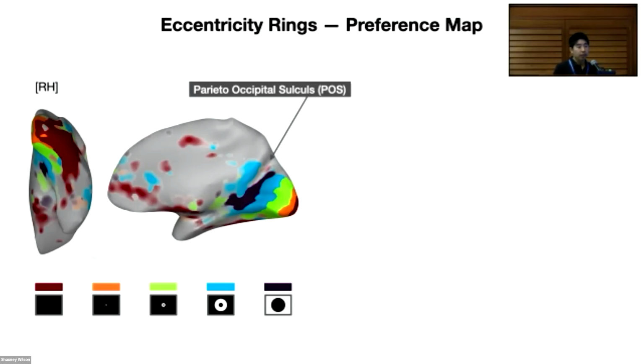First off, you can see that the smallest condition, colored in red, activated a really large amount of cortex, even though it's a tiny dot in the pixel space. And from that red region, you can see a really systematic progression of preference from the center to the periphery, all the way up to the POS.